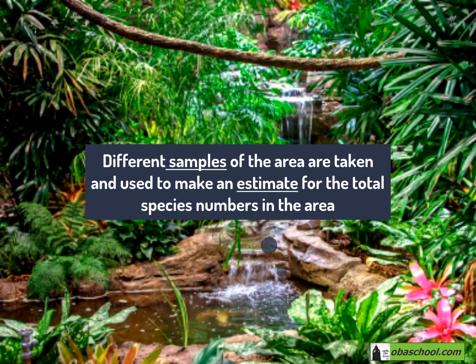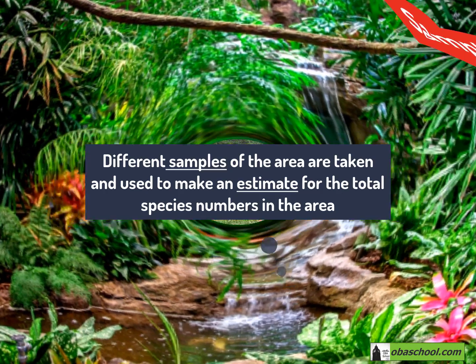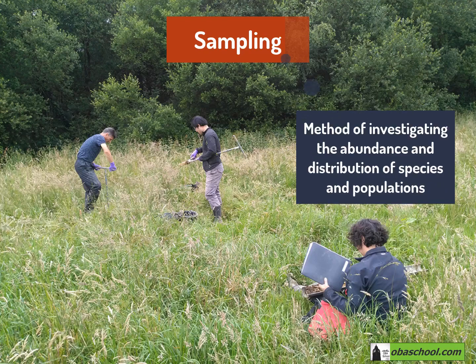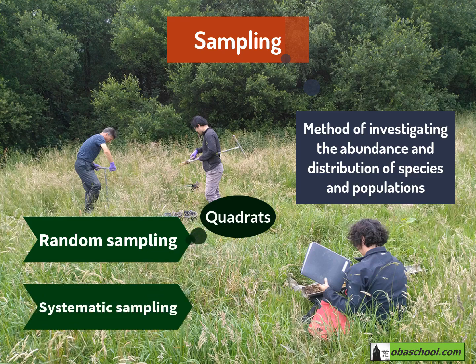And one way to do so is by sampling. So, sampling is a method of investigating the abundance and distribution of species and population. And we have two different types of sampling. We have the random sampling using the frame quadrats or point quadrats, and we have the systematic sampling along a belt transect.